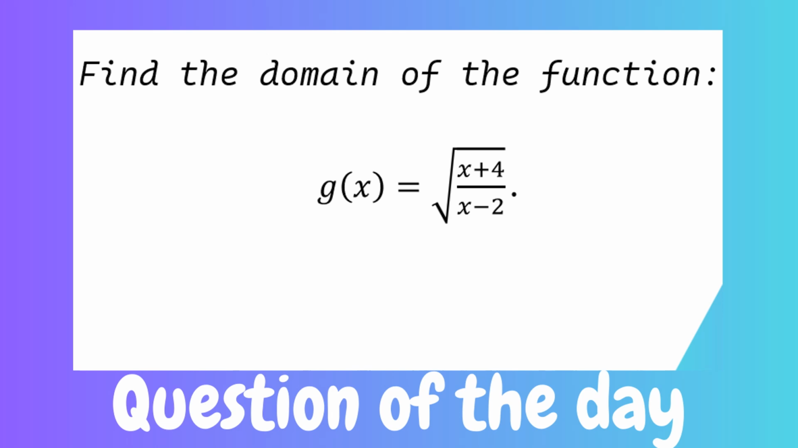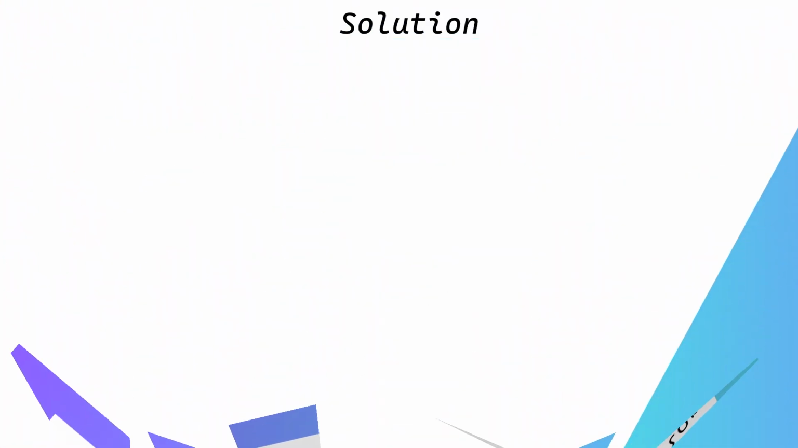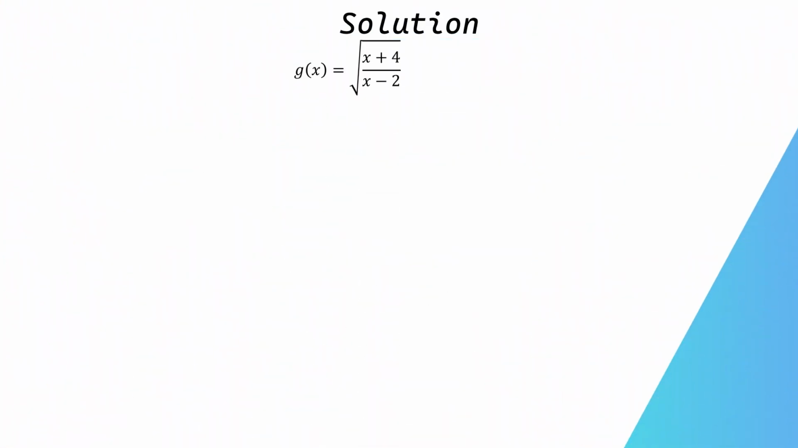Okay, so we have g of x being equal to the root of (x plus 4) over (x minus 2). How do we solve this question? We want to find the domain of the given function. So first of all, we want to find the values for x for which g is defined.